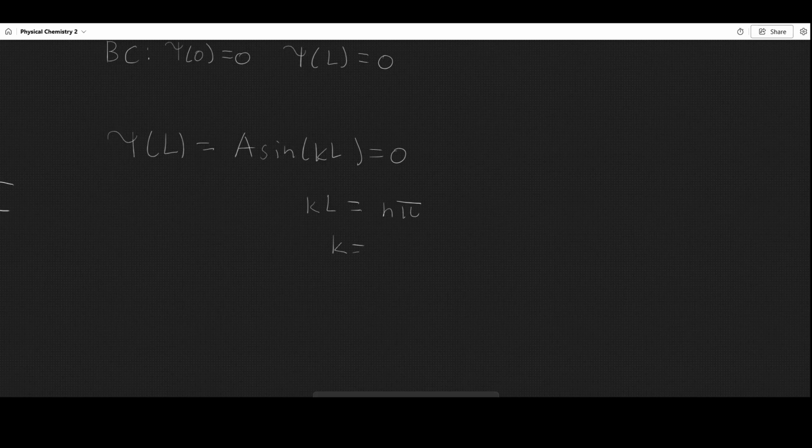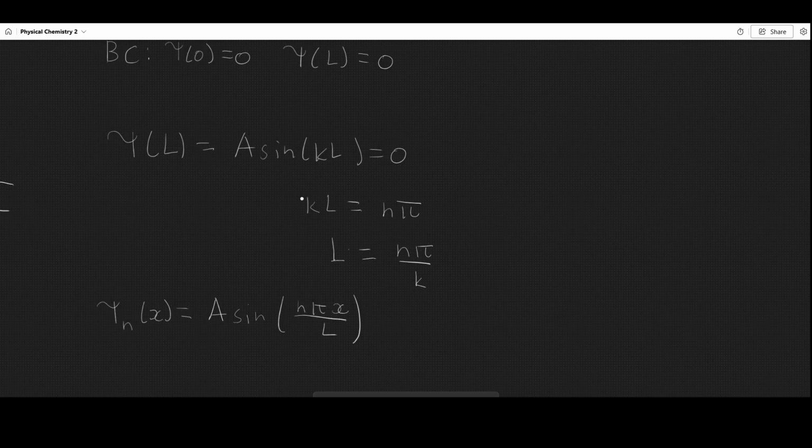And so solving for k, or actually we want to solve for L. So let's solve for L. L is equal to n pi over k. Okay. And so writing what psi is now, we can write psi n of x is equivalent to a sine n pi x over L. So this is our new psi.